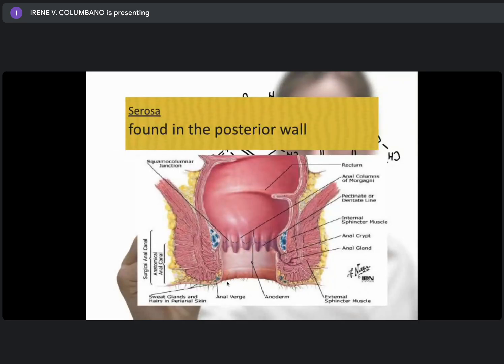Tingnan natin, meron din pala talagang mga hairs sa perianal skin, sa puwet nyo, may mga hair din yan. Tawag yata dyan bornic. So, meron tayong sweat glands dito sa area na to. Then, meron tayong internal sphincter muscle. So, yung sphincter na to, ito yung responsible para mapigilan natin yung pagdumi natin.